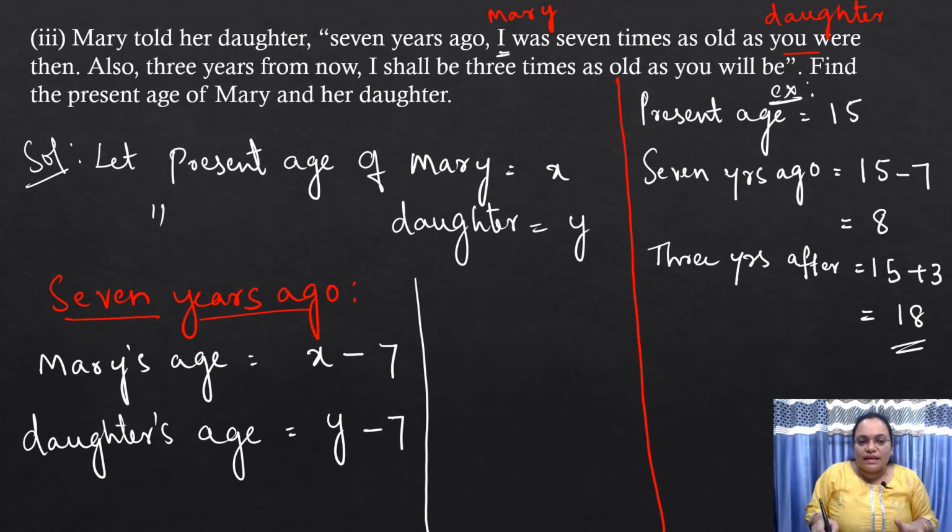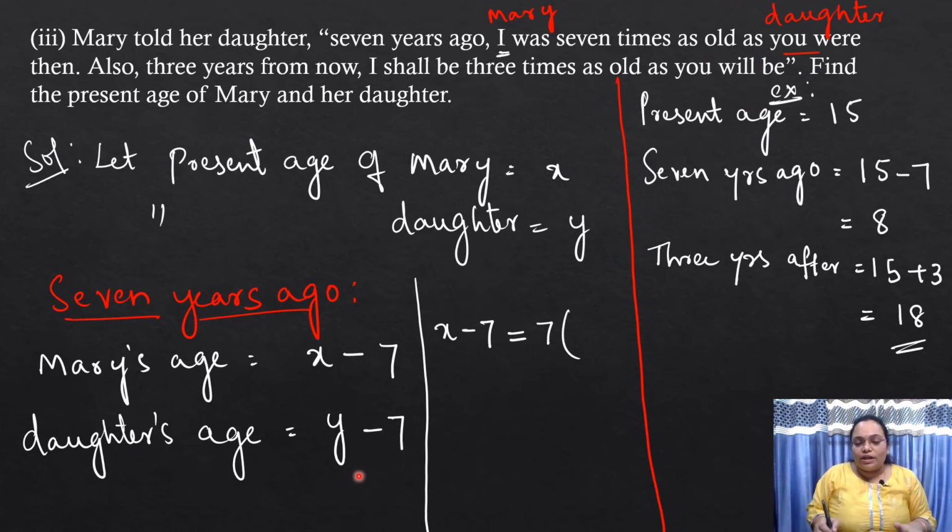Okay, so Mary was telling, I is Mary, right? X minus 7 is equal to... see, we are taking the 7 years ago scenario. So you should not take X, you need to take the 7 years ago scenario, which is X minus 7. Okay, clear? So Mary says, I was X minus 7, is equal to 7 times as old as you were then.